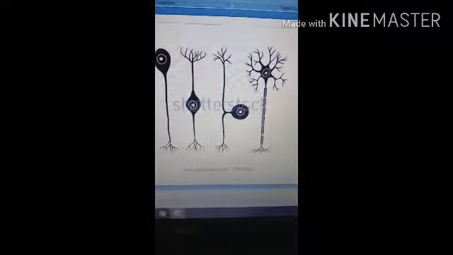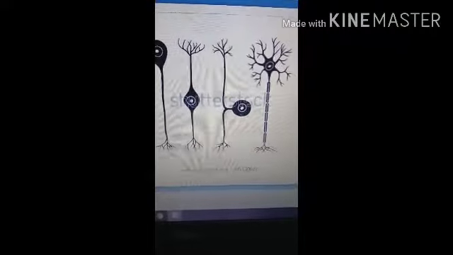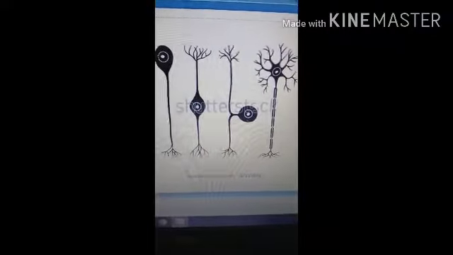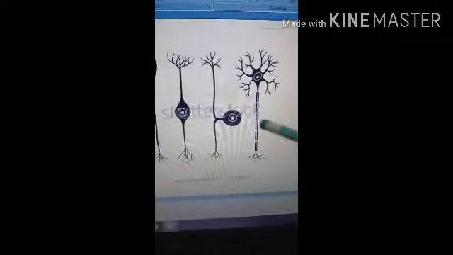Then another type of neuron is according to length. According to length, there are two types of neuron. First, it is called the Golgi 1 type of neuron. So in this Golgi 1 type of neuron, in this way.